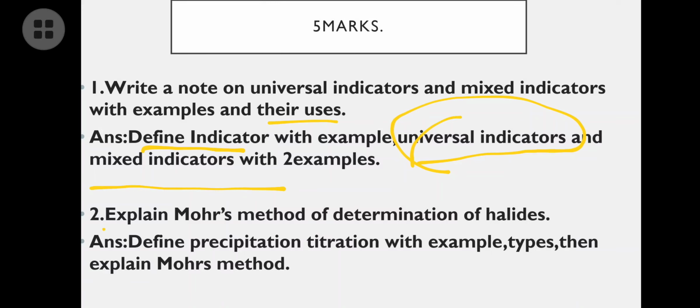The second one is: explain Mohr method. Mohr method is also known as the argentometry method. In the next slide I will show you that. Mohr method you have to explain here. What you have to write: it comes under precipitation, so you first write precipitation titration, what is this, give an example, then you write the types of precipitation titration, means by which methods you can define the precipitation titration. Mohr's method, Fajan's method, modified Volhard's method, these all things. Okay, then you explain Mohr method. Principle is very important here, and reactions are also very important.